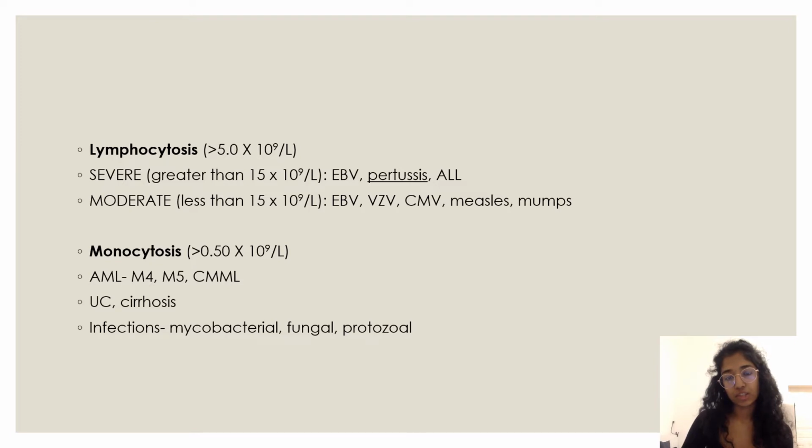malignancy, such as acute lymphoblastic leukemia, or it can be due to EBV, which causes infectious mononucleosis. Pertussis is an important thing to remember here because pertussis is caused by a bacteria called Bordetella pertussis, and it's one of the few microbes which are not viruses and instead is a bacteria that leads to an increase in the lymphocyte population. You can also have moderate lymphocytosis where again, viral infections such as EBV or varicella zoster infections, measles, mumps, or CMV infections will cause an increase in lymphocyte number.